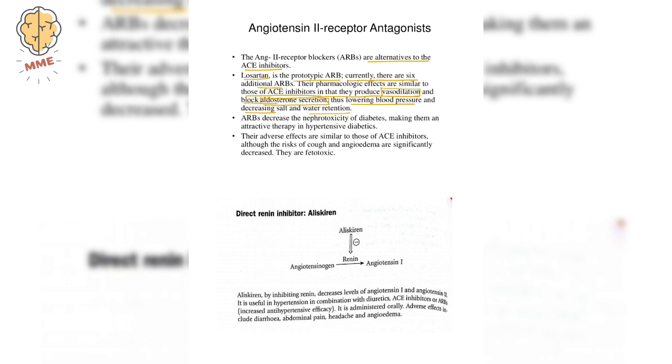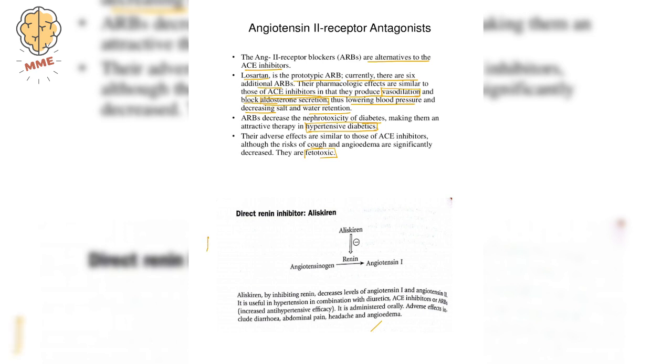ARBs also decrease nephrotoxicity of diabetes, making them an attractive therapy in hypertensive diabetes. This is one of the major reasons why we use ARBs in hypertensive diabetes. Their adverse effects are similar to those of ACE inhibitors, although the risks of cough and angioedema are significantly decreased. They are fetotoxic. Always remember this.